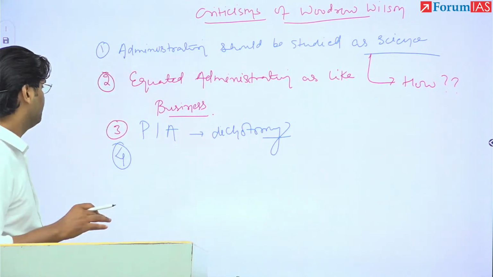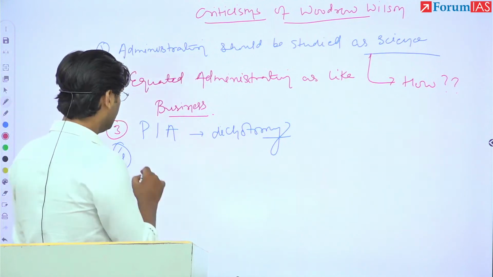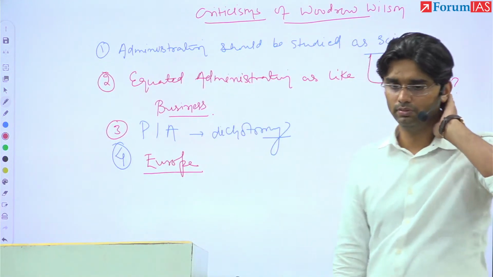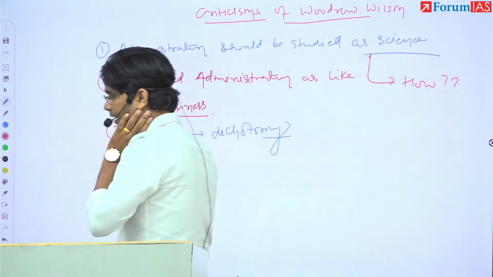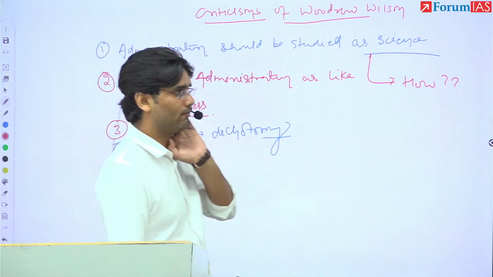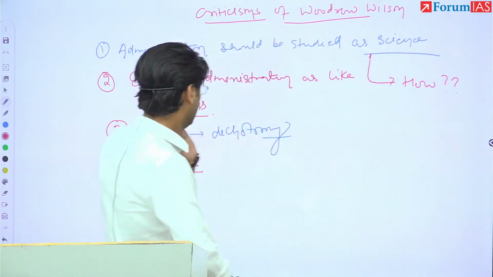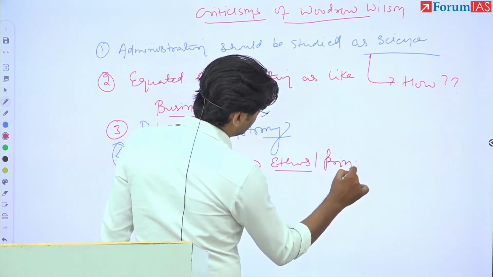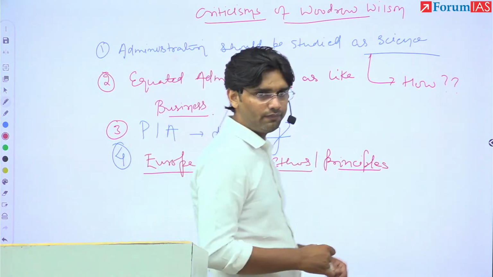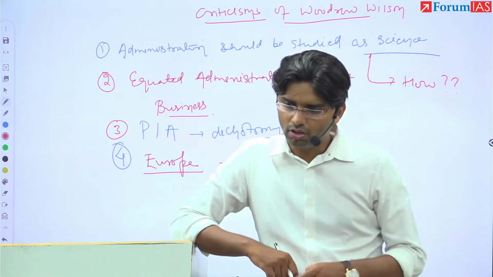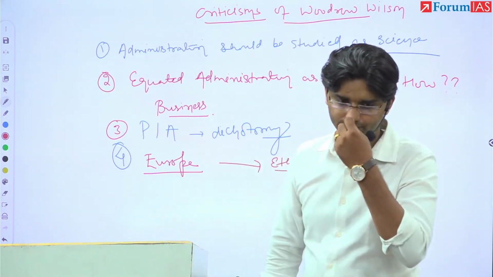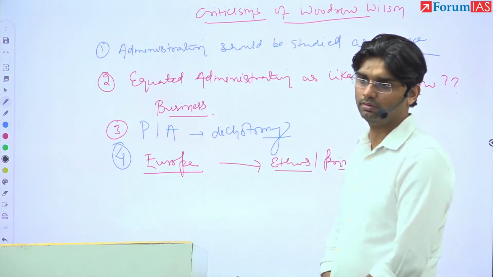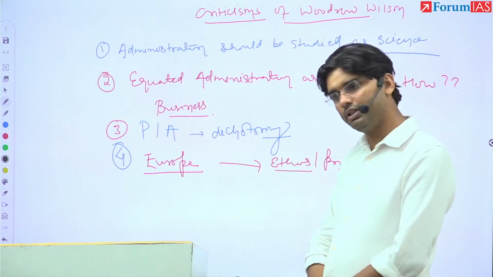Then he says that we need to learn from Europe, that is, how administration should be run. So he is criticized by scholars that if we are going to learn from Europe, then the basic ethos, the basic democratic principles of USA or democracy will be lost. See, after this, the progressive thinker is over. This criticism.